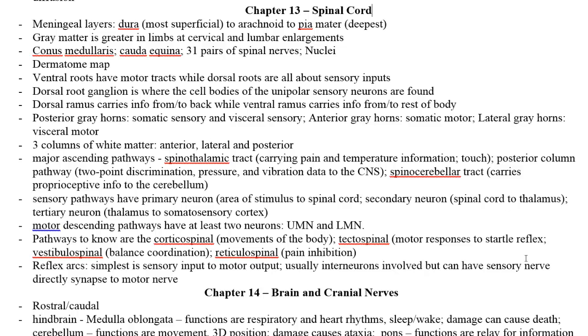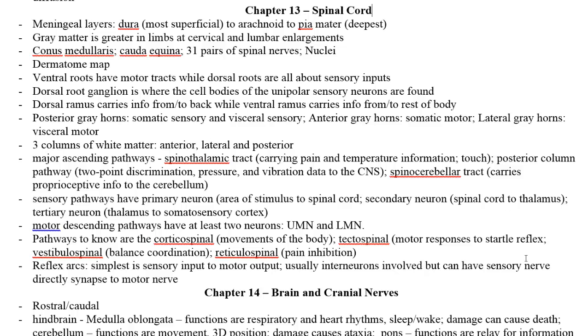The posterior gray horns can be divided up into containing somatic sensory nuclei, or clumps of cell bodies, and visceral sensory nuclei, or clumps of cell bodies. The anterior gray horns will possess the neurons for somatic motor output, and then the lateral gray horns will contain the neurons for the visceral motor outputs. We basically clump the three columns of white matter into whether they are anterior to the gray matter, lateral to the gray matter, or posterior to the gray matter.